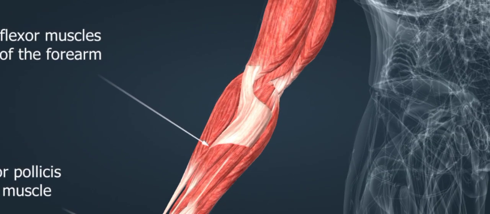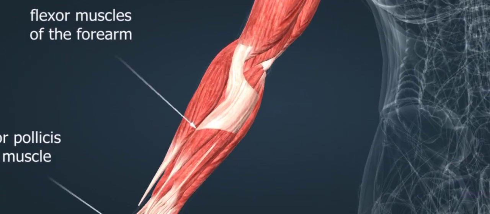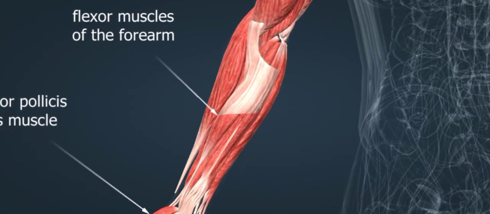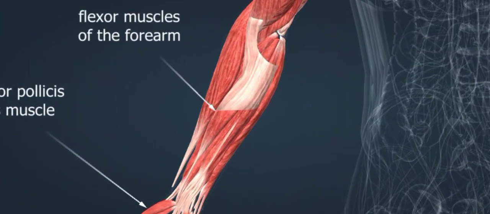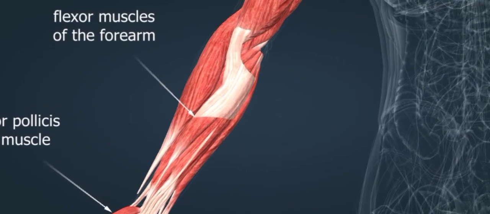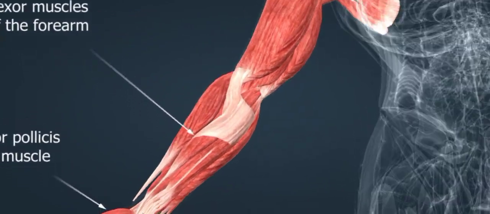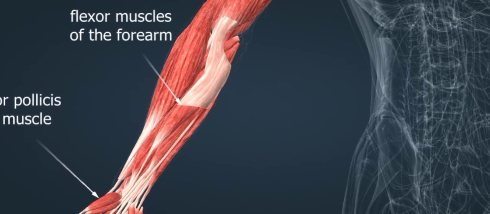Major flexor muscles of the forearm: 1. Flexor carpi radialis flexes the wrist and helps in abduction, moving the hand away from the midline. 2. Flexor carpi ulnaris flexes the wrist and assists in adduction, moving the hand toward the midline. 3. Flexor digitorum superficialis flexes the middle phalanges of the fingers.